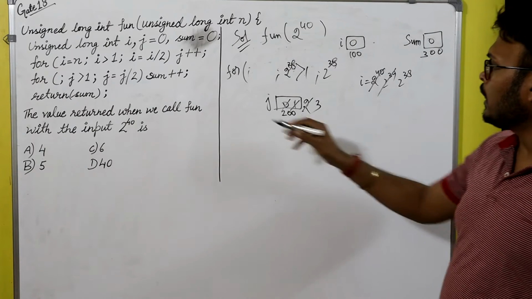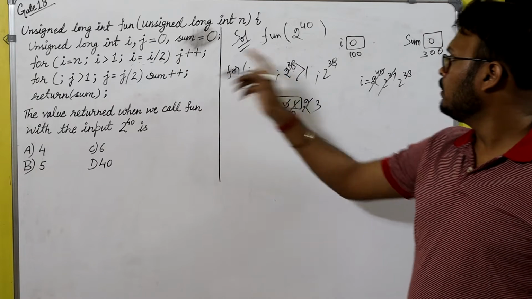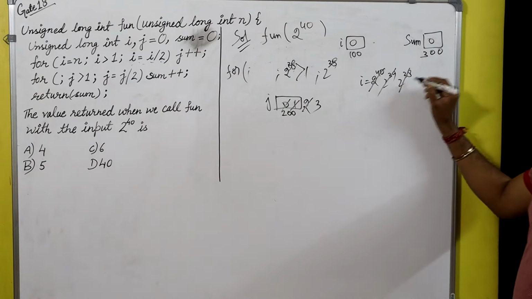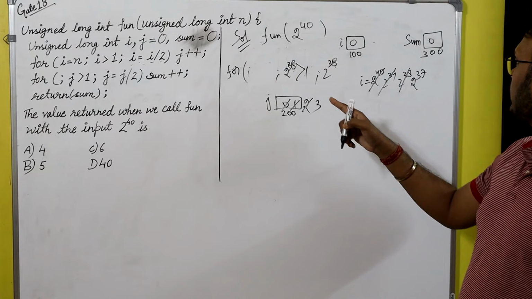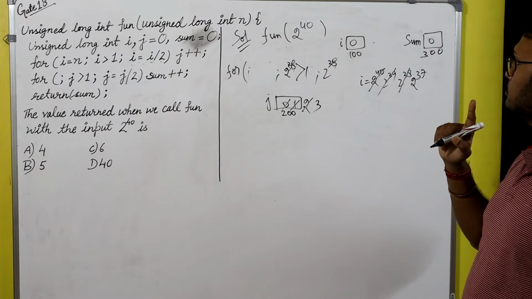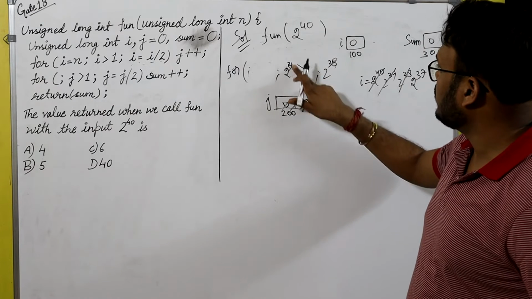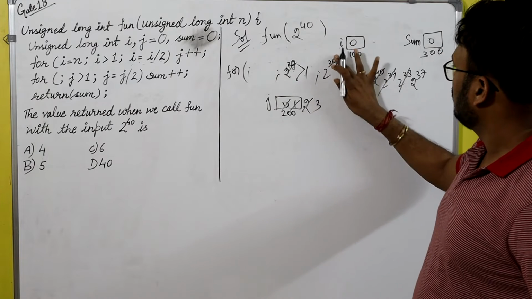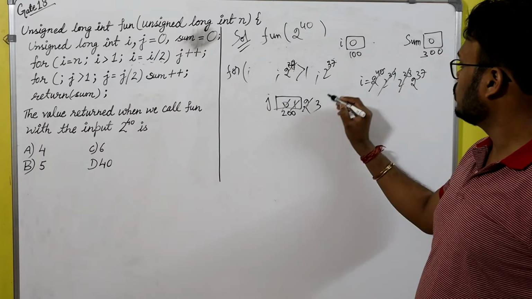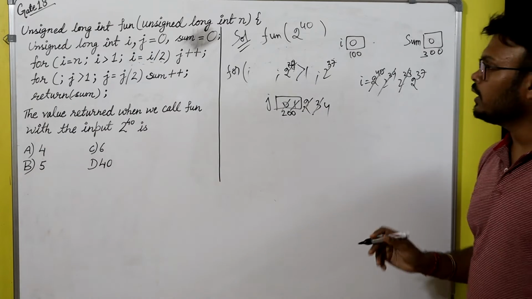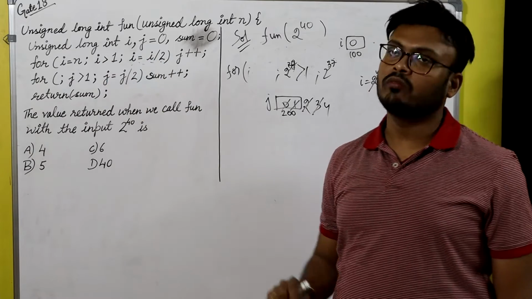Now again this part will be executed. The i value will become 2 to the power 37. Is 2 to the power 37 greater than 1? Yes, so the j value will become 4. It means this process will keep continuing till i is greater than 1.